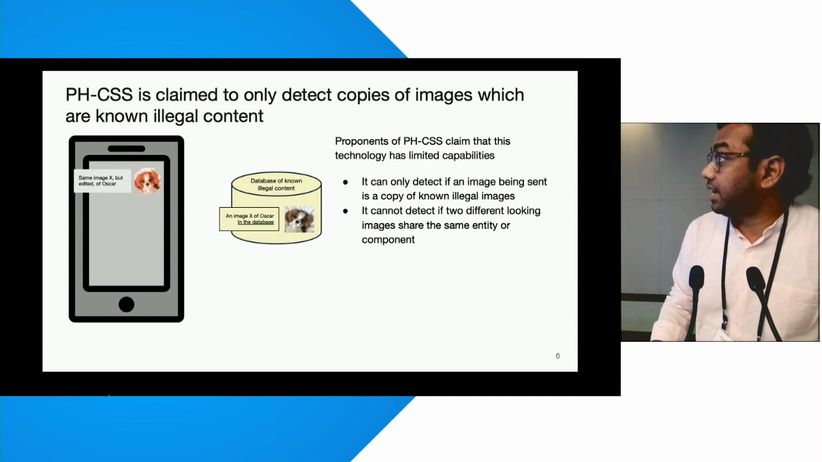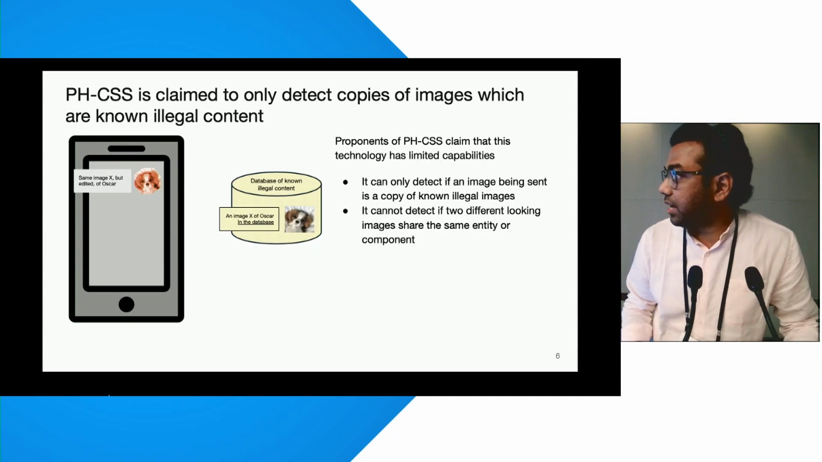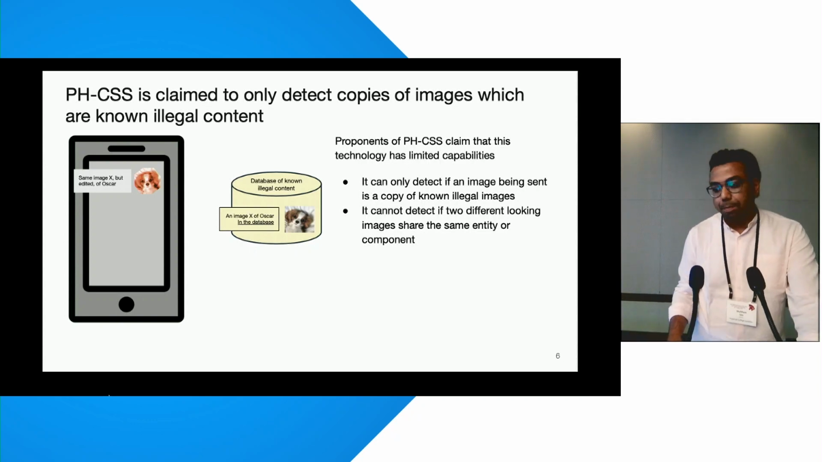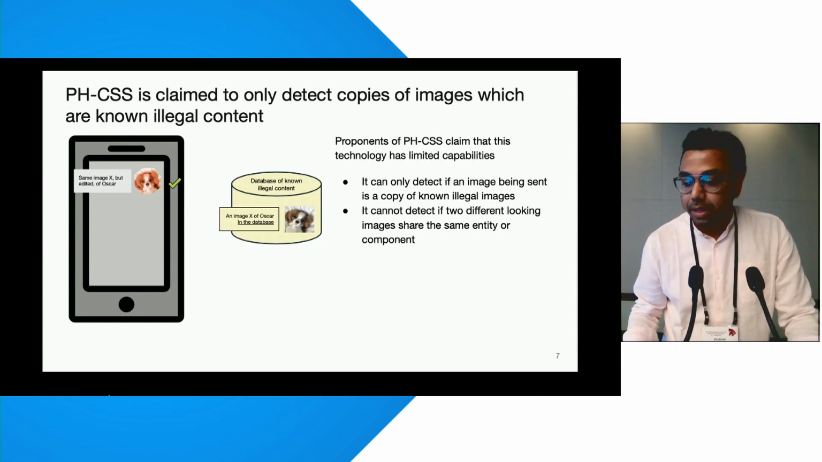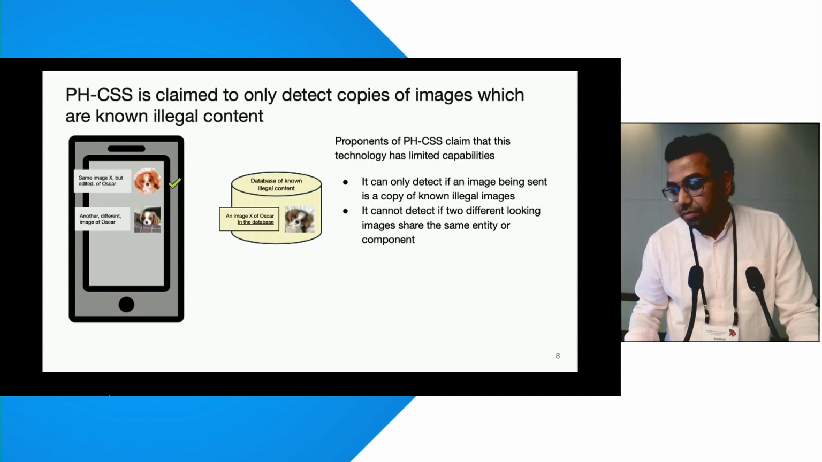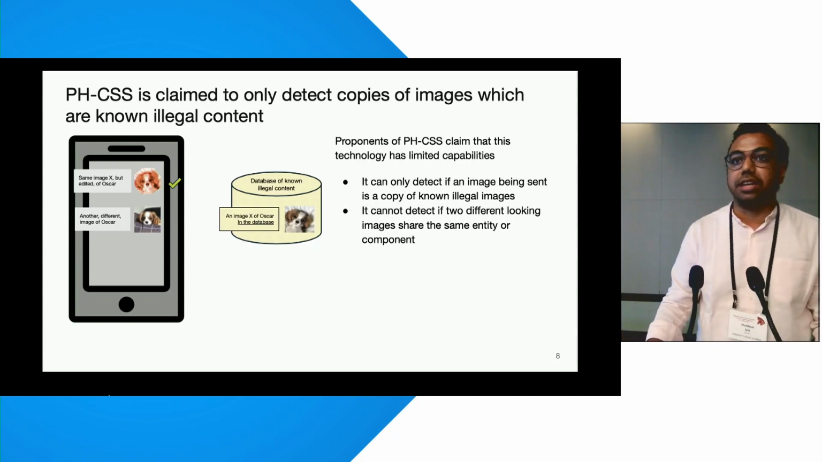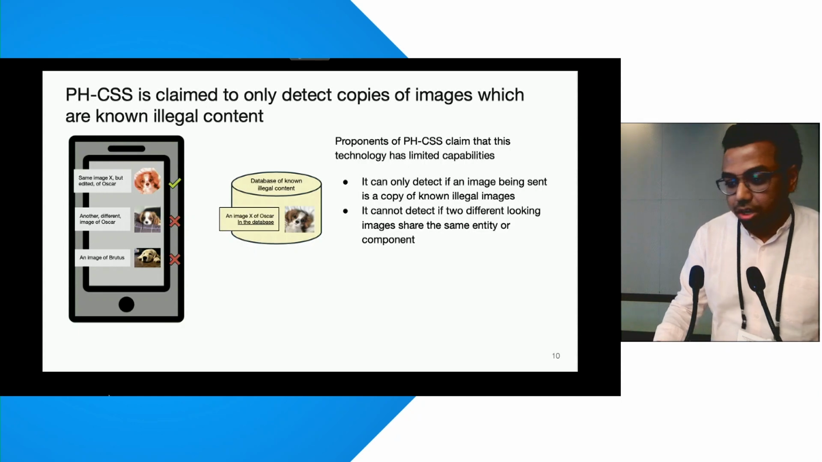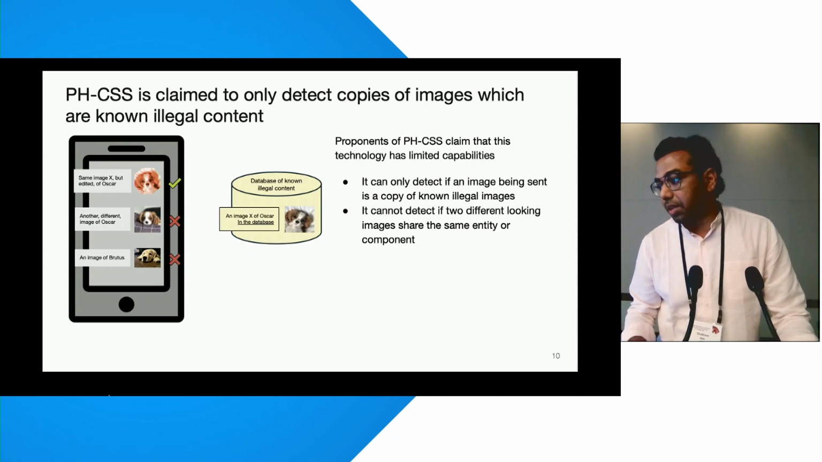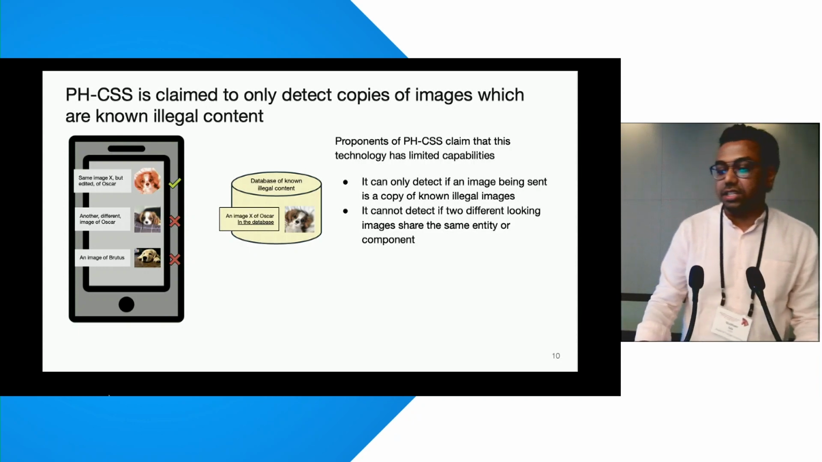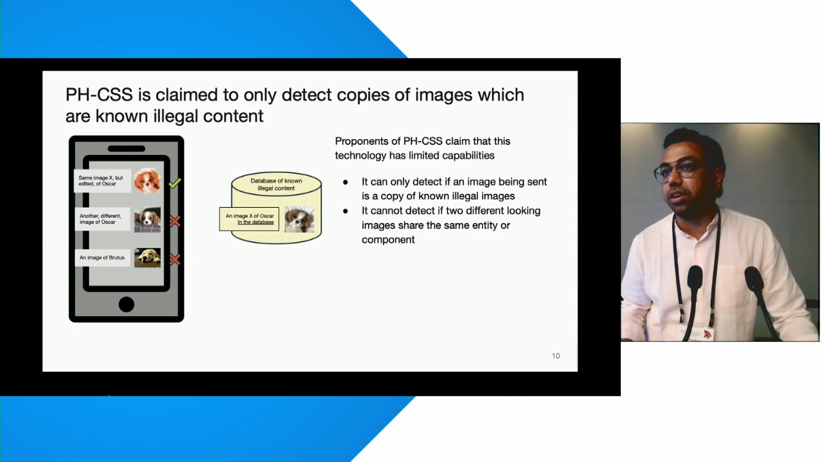And then I want to send an edited version of this image to a friend. The image that I'm sending is cropped, rotated, and has a sepia filter applied. So this image shall be detected as an image copy. But now there's another image of Oscar. This should not be detected as illegal content because it is not a copy of the image in the database. Similarly, any other dog image shall not be detected as illegal content. This is what they mean: it can only detect if an image being sent is a copy of known illegal images, and it cannot detect if two different looking images share the same entity or component.